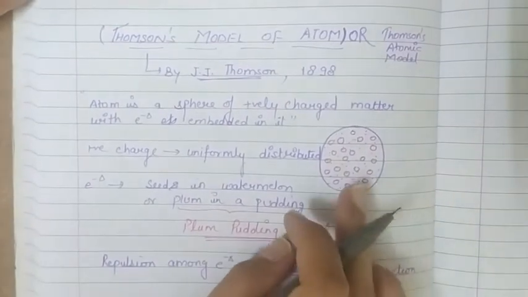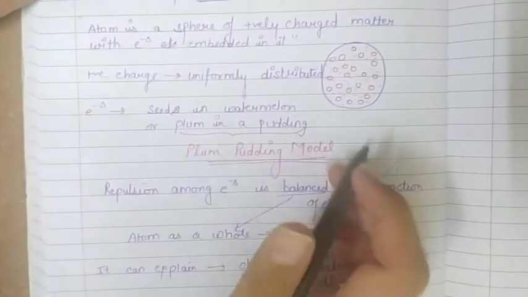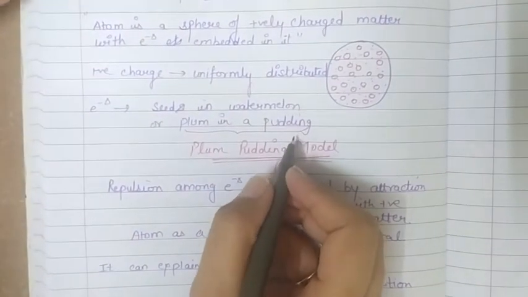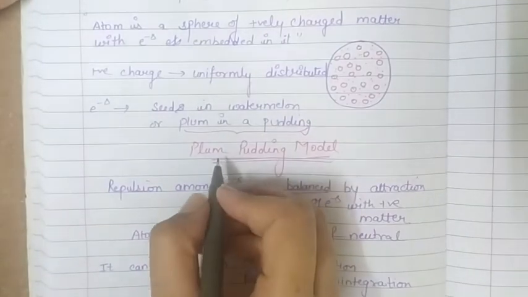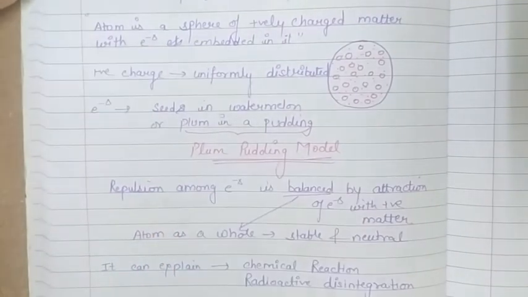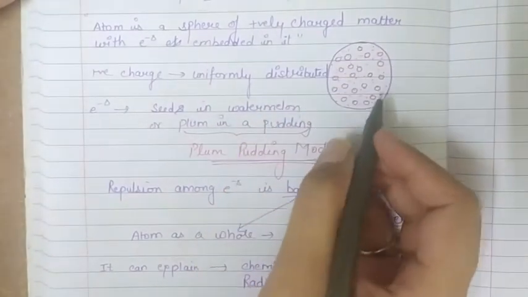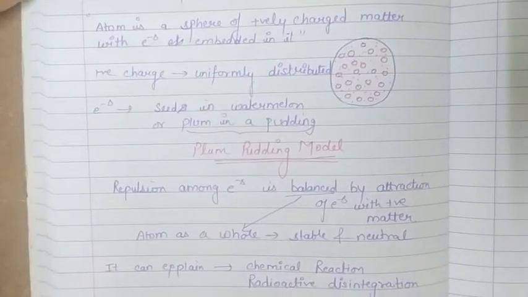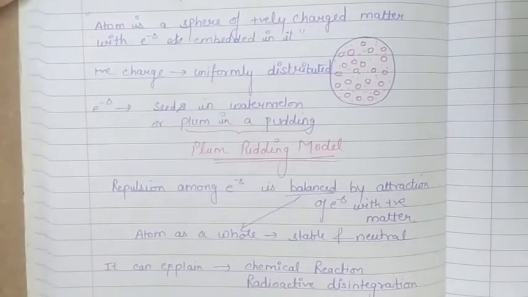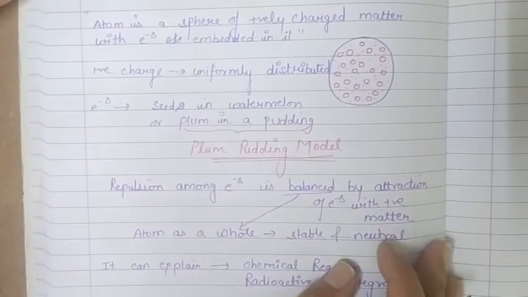Since he compared it to the plum in a pudding, that's why we also call this model the plum pudding model of atom. Plum pudding model means this is like a pudding, and these electrons are arranged just like plums in a pudding, right? That's why we call Thomson's model the plum pudding model also.